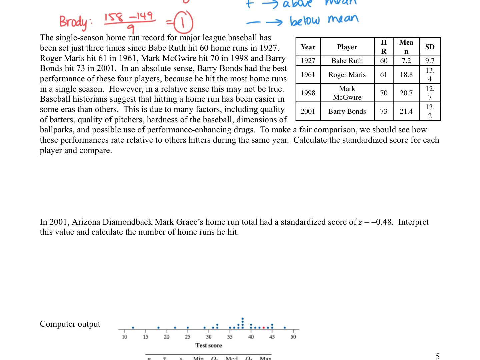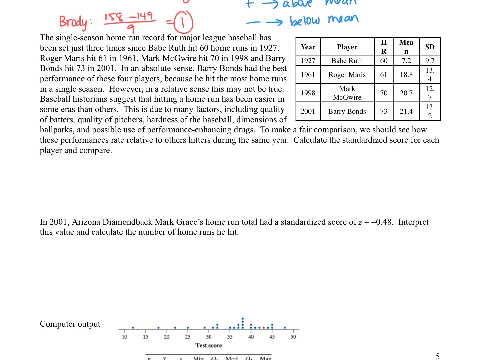Baseball historians suggest that hitting a home run has been easier in some eras than others. This is due to many factors, including quality of batters, quality of pitchers, hardness of the baseball, dimensions of ballparks, etc. To make a fair comparison, we should see how these performances rate relative to other hitters during the same year. Okay, so if we look, the number of home runs that these players have gotten is going up, of course, because they're breaking records. But what we also need to notice is that the mean or the average number of home runs is also going up. So yeah, while Barry Bonds had the highest number of home runs, the average was the highest that season also. And the standard deviation is going up.